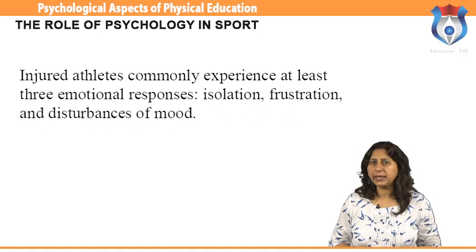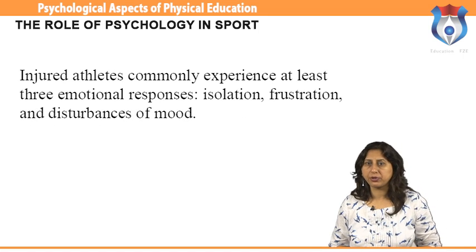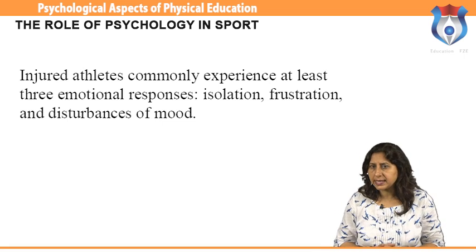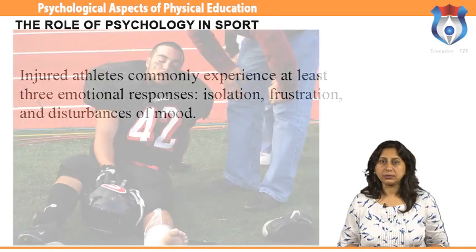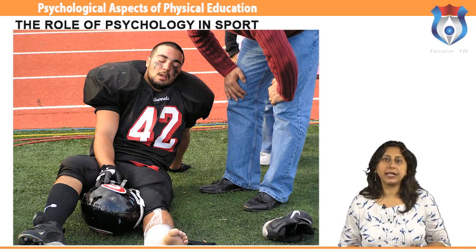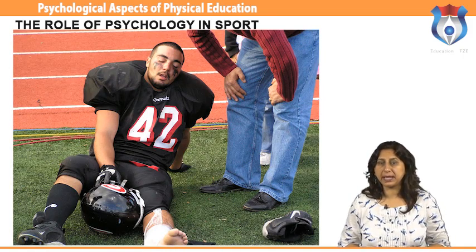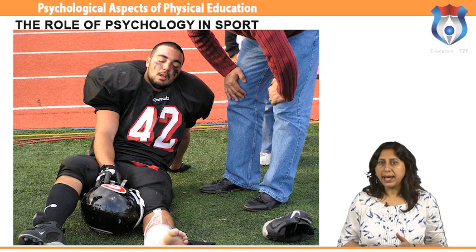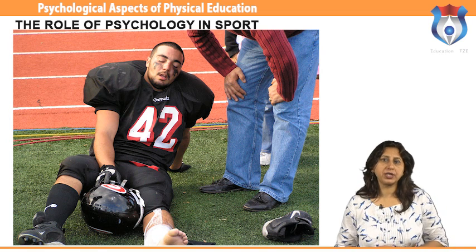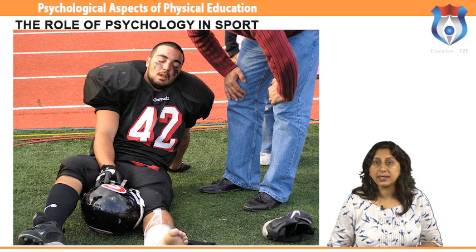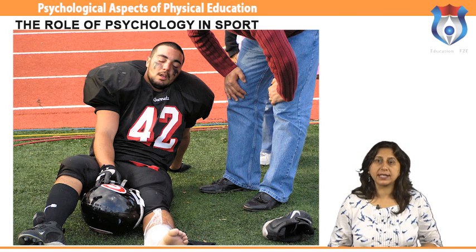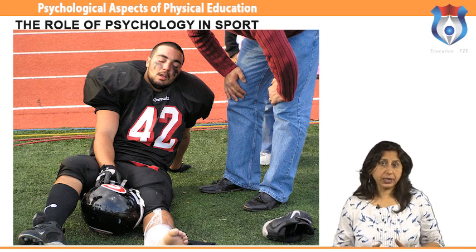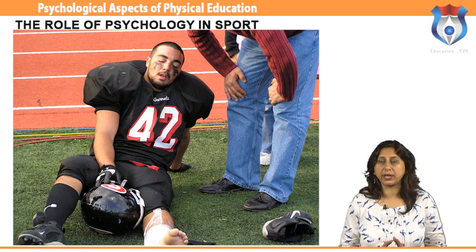Injured athletes commonly experience at least 3 emotional responses: isolation, frustration, and disturbances of mood. The injury forces the athlete to become separated from teammates and coaches. Other team members may provide little support, and in fact, they may shun their injured teammate to avoid reminders of their own potential frailty.